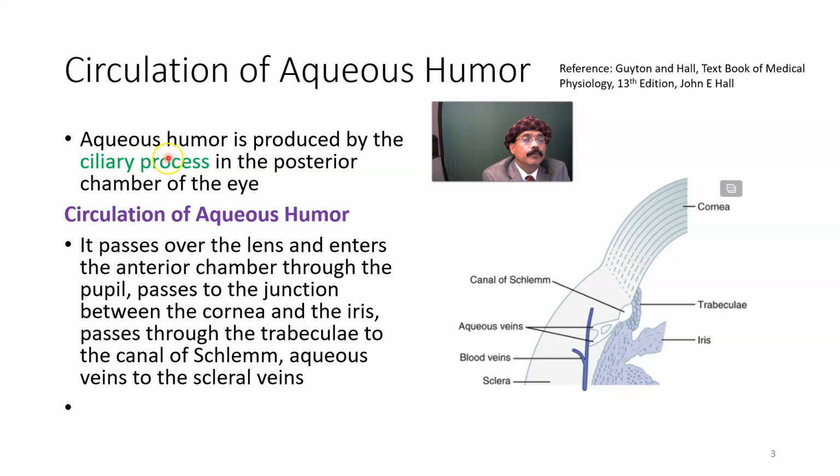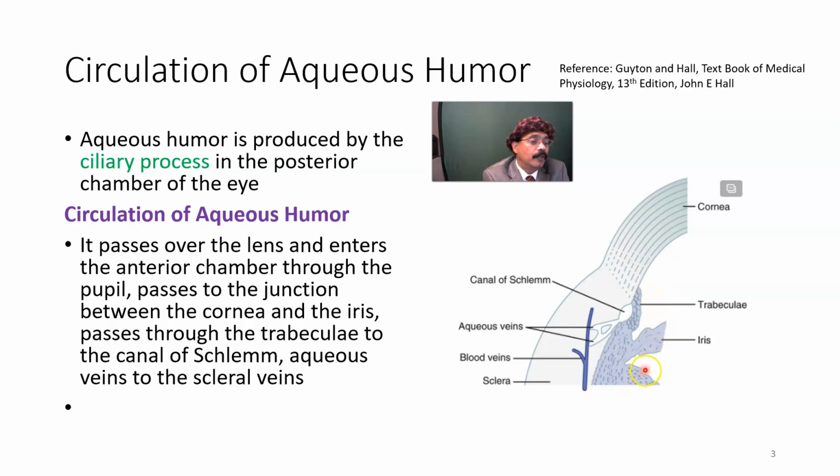Okay, so it is produced by the ciliary process of the ciliary body in the posterior chamber of the eye. Then how is it circulated? It passes over the lens and enters the anterior chamber through the pupil. Pupil is the central gap in the iris. Then it passes to the junction between the cornea and the iris, passes through the trabeculae to the canal of Schlemm, aqueous vein to the scleral vein.